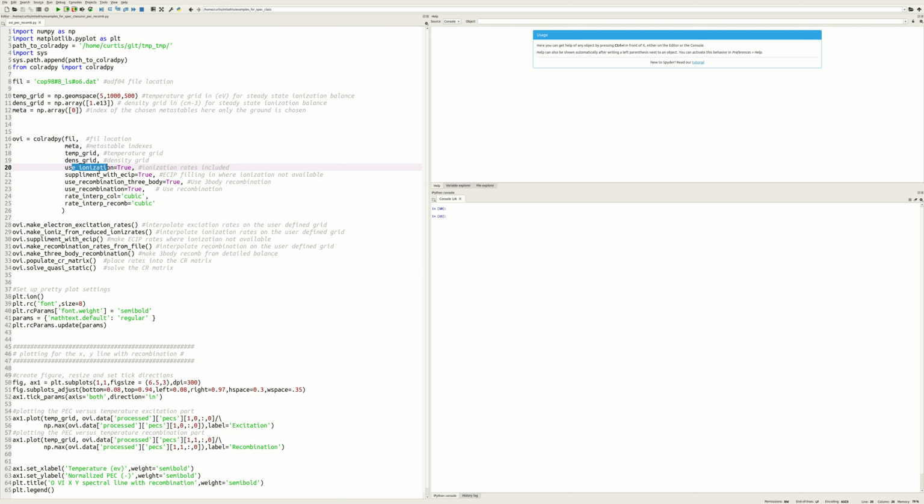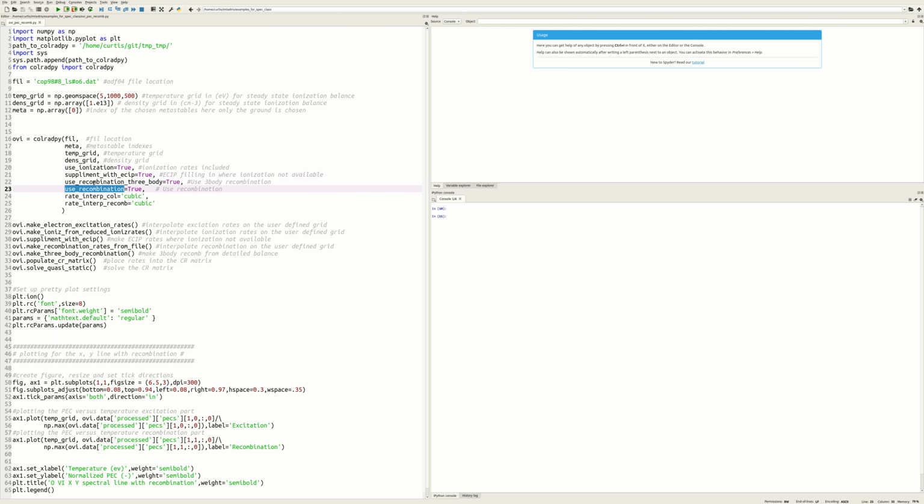We're going to leave on ionization and supplementing the ionization rates with ECIP. What's different with the last example now, we are going to use the three-body recombination rates. So three-body recombination is made through a detailed ionization balance with our ionization rates. So to use three-body recombination rates, we have to have already ionization rates included.